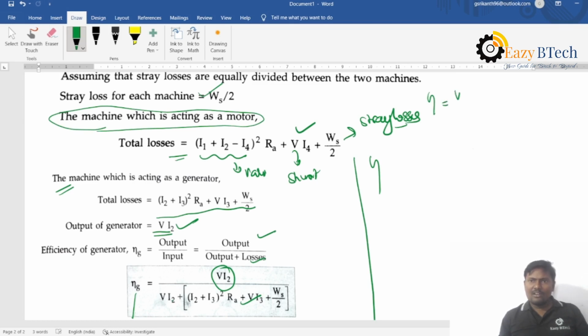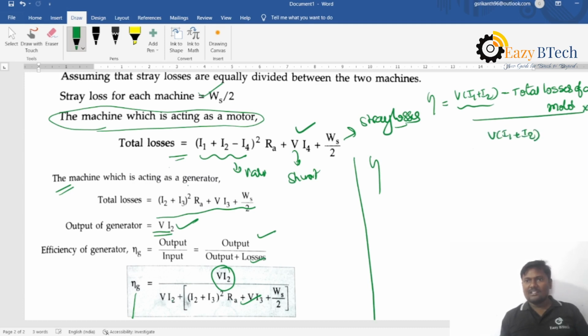Efficiency is equal to V into (I1 plus I2). This is called the input of the motor. From this we are calculating the total losses of the motor. Total losses of the motor divided by input power V into (I1 plus I2), multiplied by 100. So this is equation number 1. You can write it here as equation number 1.